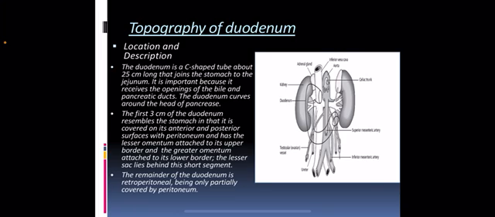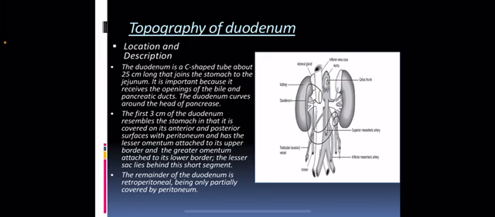Topography of duodenum. Location and description. The duodenum is a C-shaped tube about 25 cm long that joins the stomach to the jejunum. It is important because it receives the opening of the bile and pancreatic ducts. The duodenum curves around the head of the pancreas.